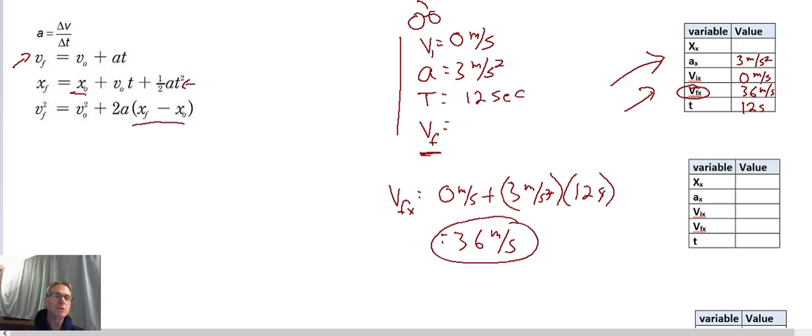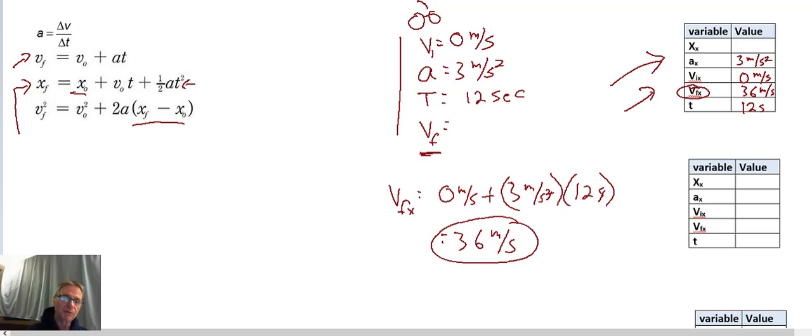Okay. Now let's say after that 12 seconds, we know we're going 36 meters per second. How about if I wanted to know just how far I traveled during that 12-second period? Well, how far is x, or its displacement? The equation that I might be interested in would probably be the third one down. I want to know my final position if I know my initial position. So I'd like to know just how far we go in that 12 seconds. So let's use that equation. X final equals x initial plus V0t plus a half at squared.